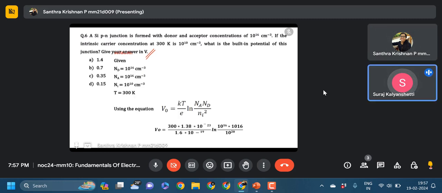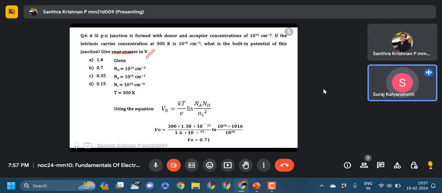I think something I did wrong in the ln thing. Okay, 10 raised to 16 into 10 raised to 16, yes, 10 raised to 20, 10 raised to 32. Oh, I have not multiplied by 300. Multiplication of 300 I have not done. So that would be around 0.7 something.